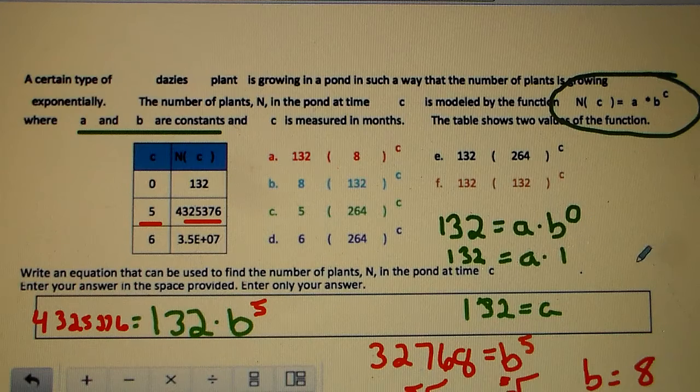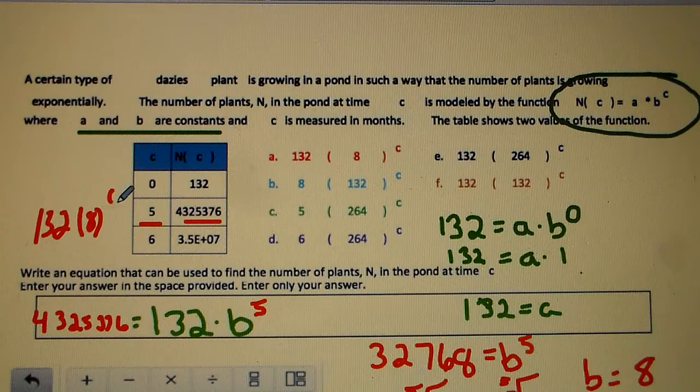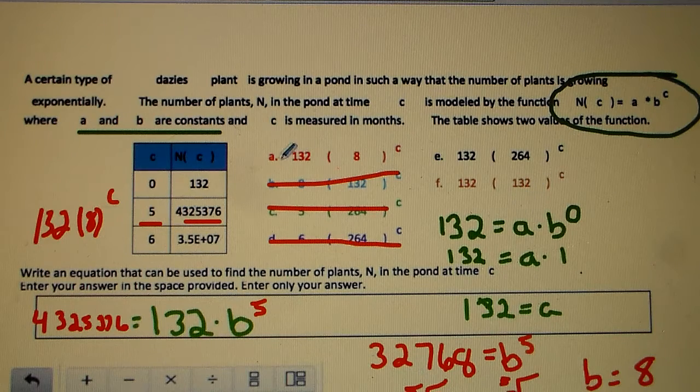So our final answer is going to be n of c. Oh, that's going to go off the screen. n of c is going to equal 132 times 8 to the power of c. So I'm going to cross out B, C, and D because all those have different a values. But we have A, E, and F is 132. Then we have an 8 in for the b spot. So our answer is A for this particular problem.